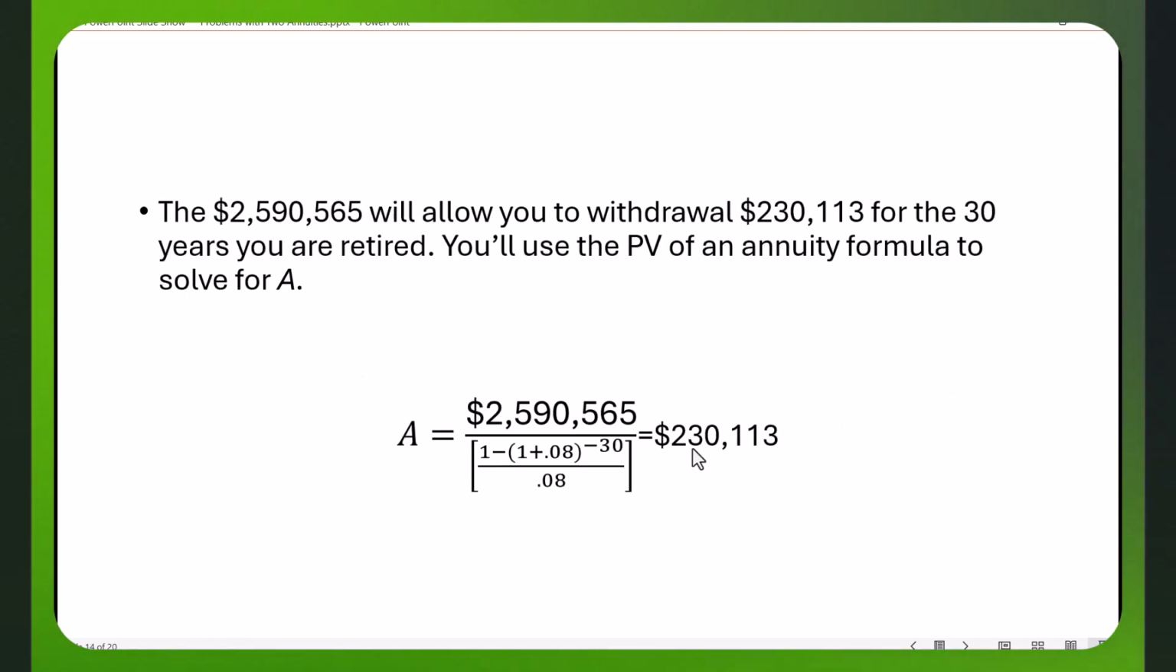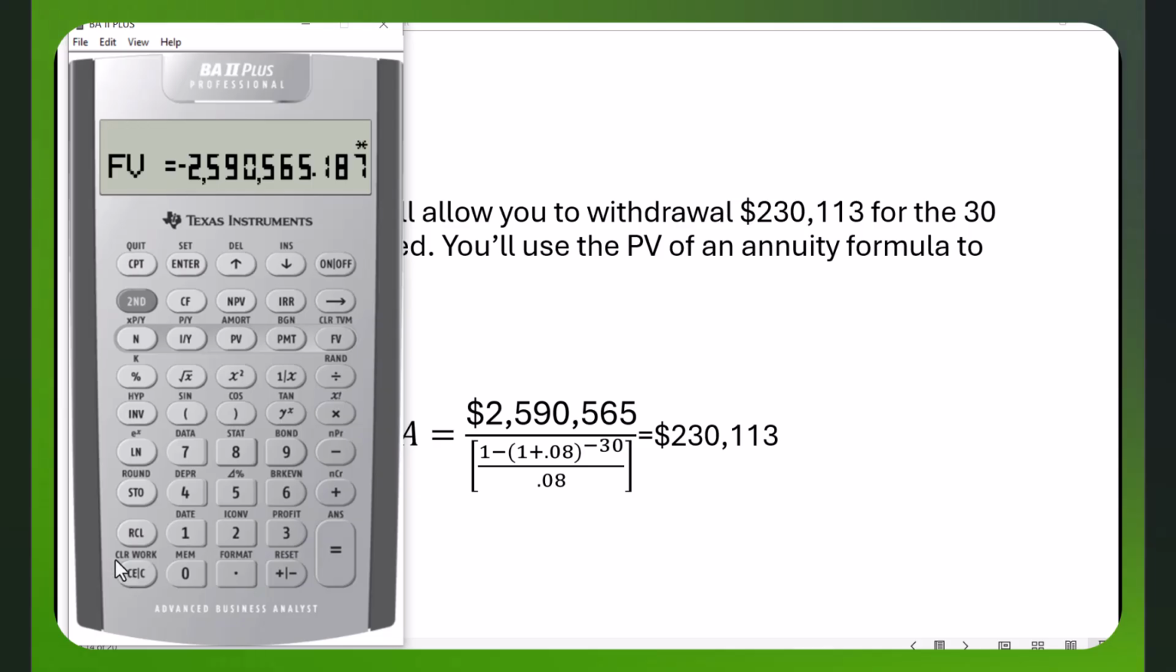To do that, we simply divide both sides. Remember, the formula was PV equals A times this factor here. So to get this A by itself, just divide both sides, divide the PV by this amount here, and you get $230,113. Let's try it on the financial calculator.